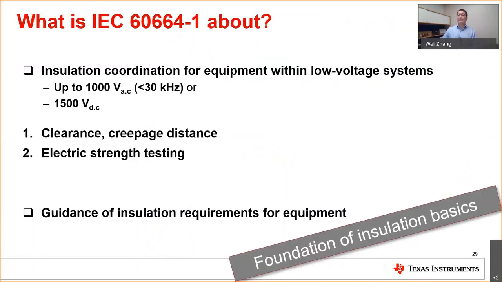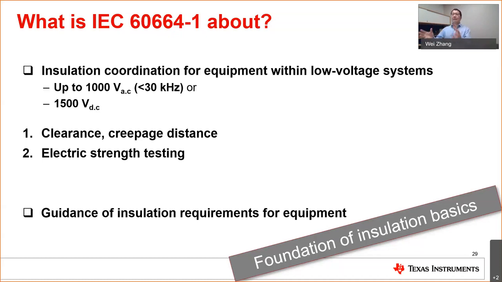And what has IEC 60664 been talking about? It covers low voltage systems, up to 1.5 kV DC or 1000 volts AC, less than 30 kilohertz. It tells us about the clearance and the creepage distance under different voltages. It also covers electrical strength testing. You want to make sure the package is good and the capability is good. So this gives guidance about the insulation requirements for the majority of end equipment.